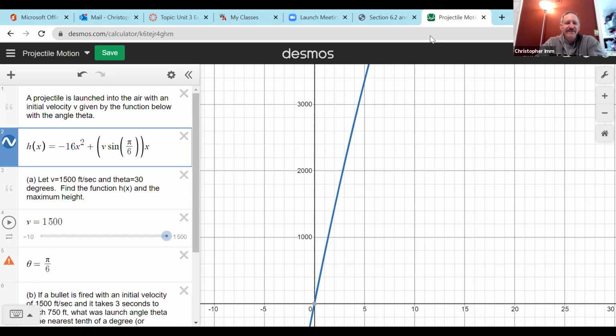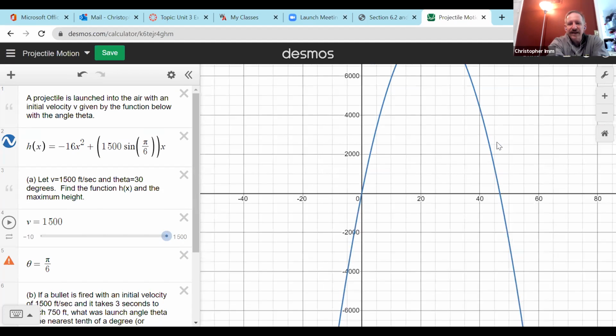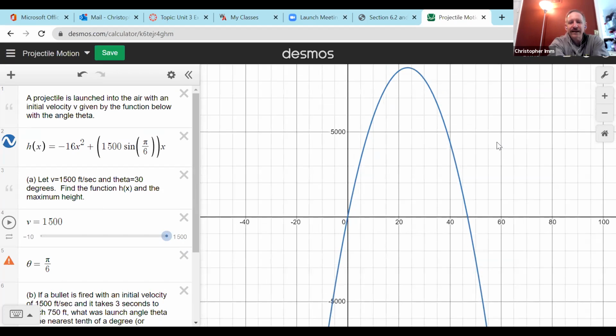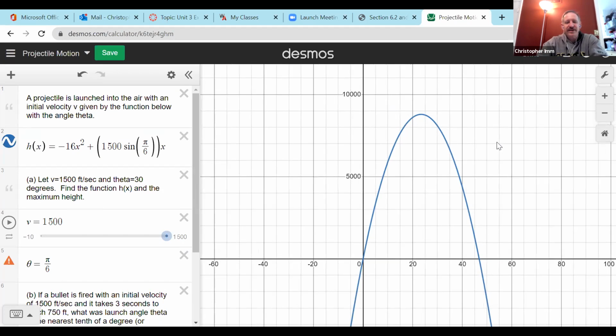I get some graph that looks like this. So v is going to be 1500. Let me plug that in for now. If I zoom in a little bit, what does this graph look like in terms of projectile motion? Does that look like anything familiar that you've studied before? Parabola. It's a parabola, exactly. So that's going to be a parabolic function.